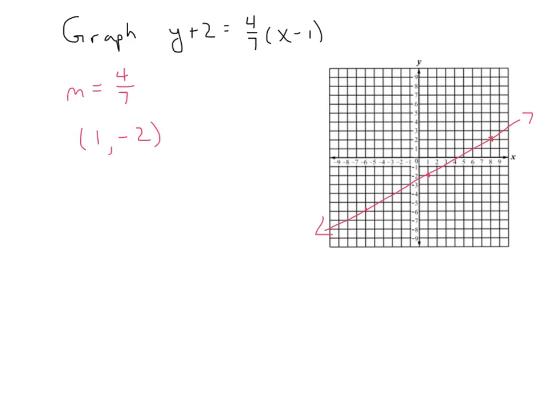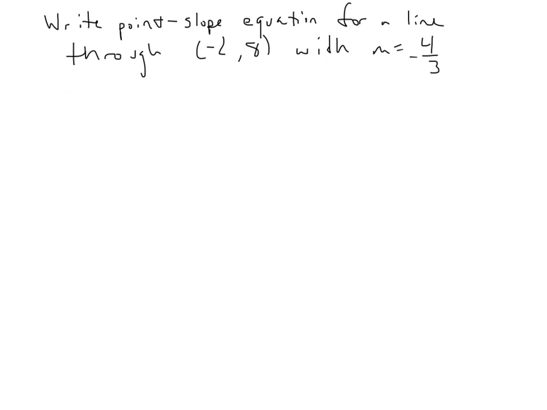And now we're going to look at how we would write an equation given some information about a line. And here we'll start out really straightforward. I'm writing a point-slope equation for a line, and the line goes through the point (negative 2, 8). So yes, that's a negative 2. And the slope is negative 4/3.